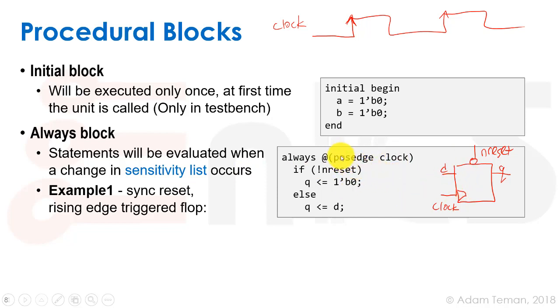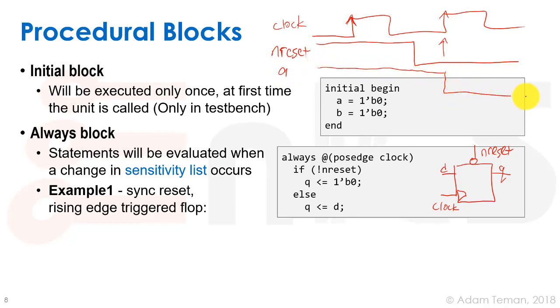Why is it synchronous? Because we only evaluate this code on the posedge of the clock. If reset, for example, goes down over here, let's say that's n reset, it will only be evaluated at the rising edge of the clock. The output Q will stay whatever it was. Let's say it was high, and then it will go down only at the posedge of the clock. So that's a synchronous reset.